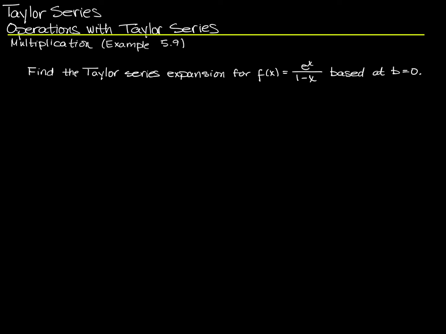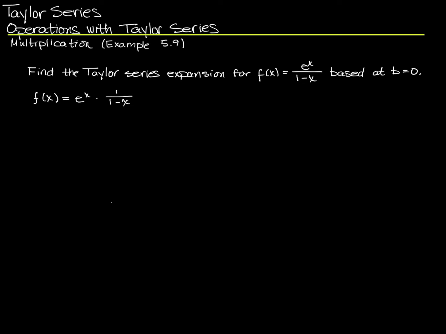And I hope you recognize right away that I can write f of x as e to the x times 1 over 1 minus x. And we know the Taylor series for e to the x, and we know the Taylor series for 1 over 1 minus x. So let's see how we can use that information to find the Taylor series for the product of those two.